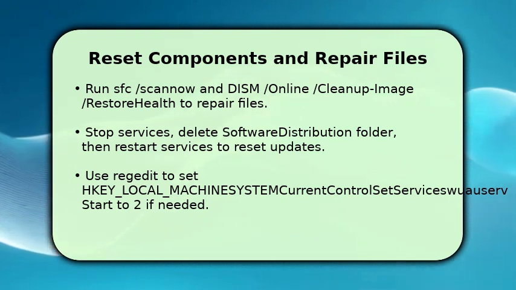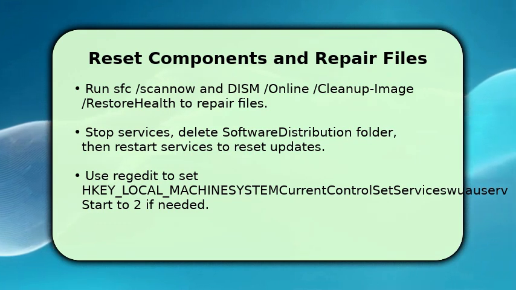Stop the Background Intelligent Transfer Service and Windows Update service, then delete the SoftwareDistribution folder to clear cached updates. Restart both services and retry Windows Update.